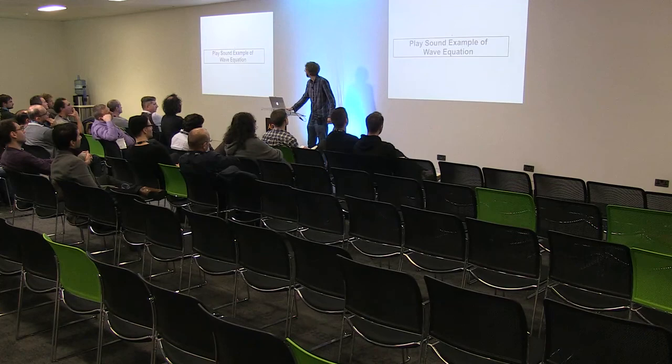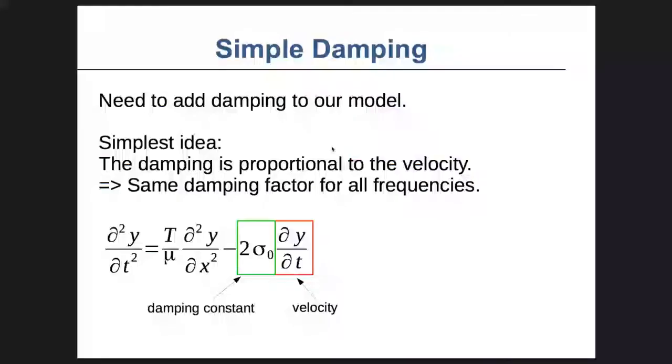So if I switch back to my presentation. The first thing which is wrong is we have no damping. At the moment, the sound will go on forever. So the first thing we have to do is add damping to our sound. I have started with very basic damping, which is velocity based. That's maybe the simplest damping you can imagine. That's what you start out with if you learn mechanics at university.